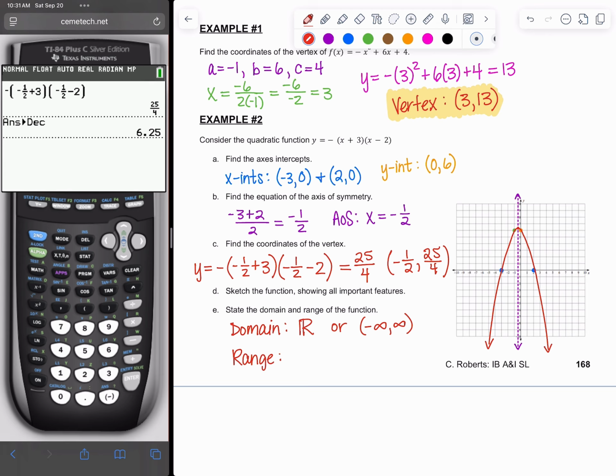So the highest point on the graph is 6.25 or 25 fourths. So we can say that y has to be less than or equal to 25 over 4. Or if you write it in interval notation, you can say we're going from negative infinity on the y-axis to a positive 25 over 4. And make sure you use the bracket so that is included.